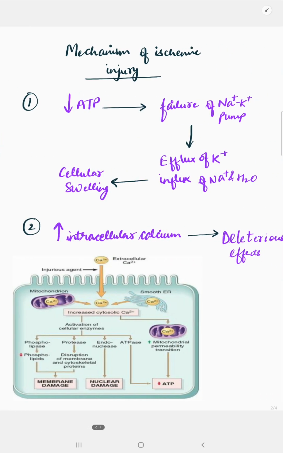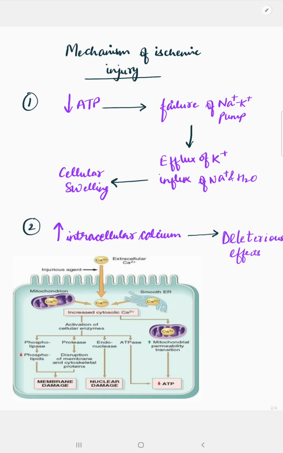So what is the mechanism of ischemic injury? Now, since there is decreased oxygen because of reduced blood supply, there will be decreased production of ATP. Now this leads to a failure of the sodium potassium pump, as a result of which there is efflux of potassium and influx of sodium and water, leading to cellular swelling. There is also increased intracellular calcium, which has got a lot of deleterious effects.